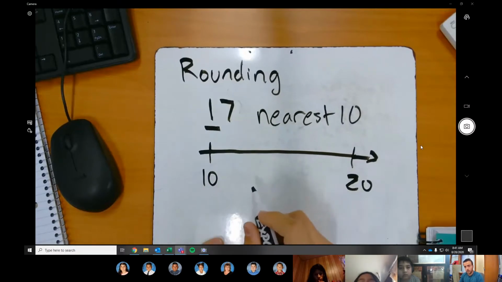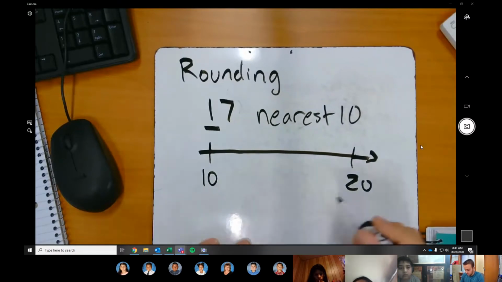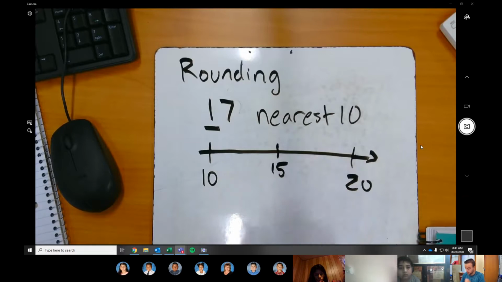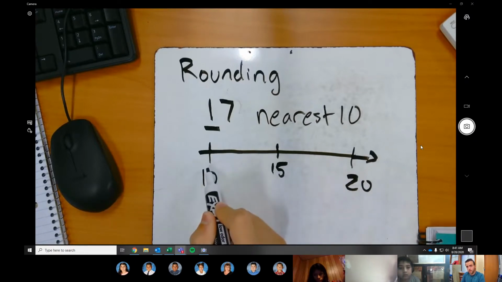Next thing that we need is to find the midpoint. The midpoint between 10 and 20, exactly halfway, is 15. And the reason why this is important is because if the number is at 15 or above, we round up. And if it's below the midpoint, then we round down.